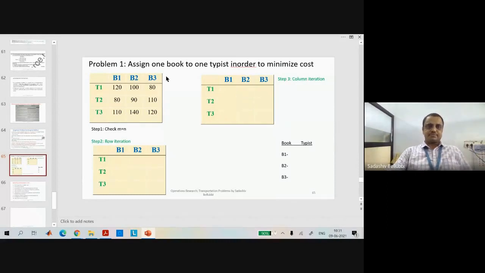Okay, here B1, B2, B3 are book 1, book 2 and book 3. And T1, T2, T3 are typist 1, typist 2, typist 3.